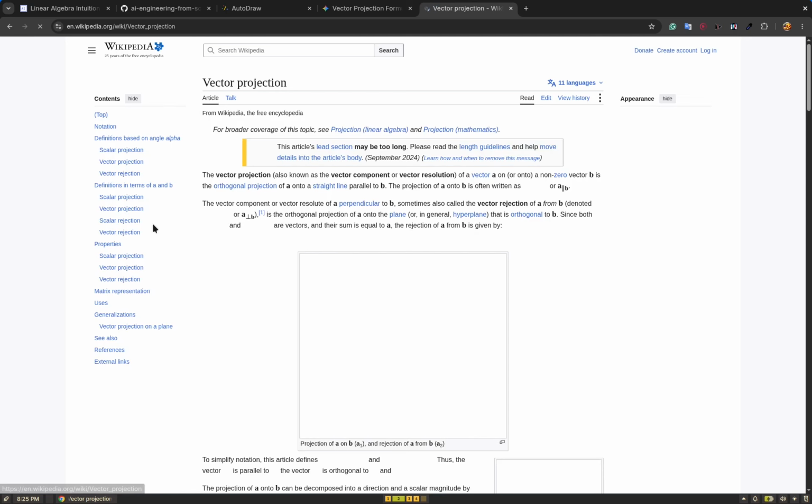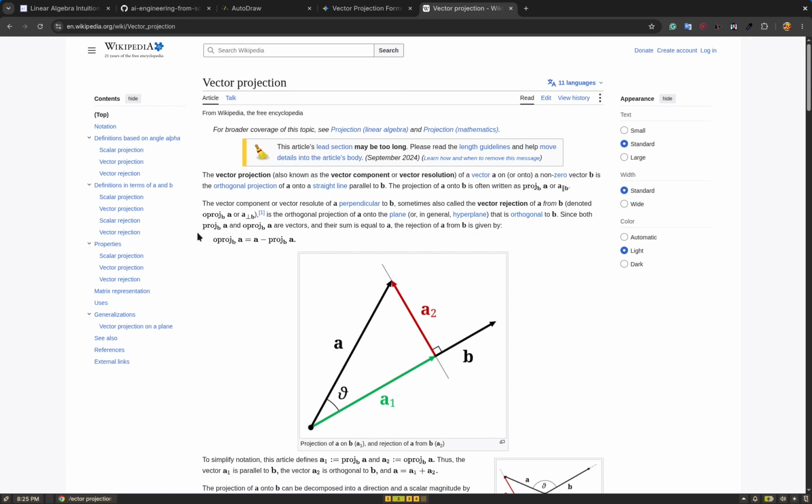Vector projection on Wikipedia. I should keep Wikipedia off. Also, the vector projection of A onto a non-zero B is the orthogonal, meaning perpendicular, projection of A onto a straight line parallel to B.